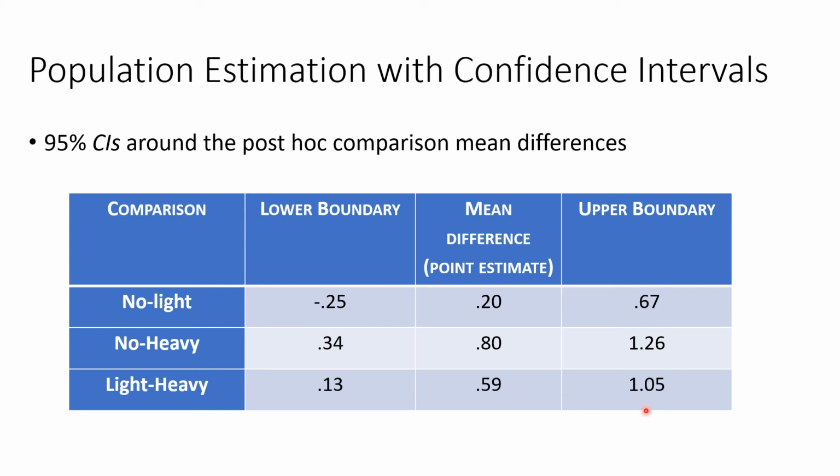They give us a range of plausible values for the population parameter. Again, this is our best guess, but if we had a lot of sampling error, it could be way down here or it could be way up here for each of these parameters.